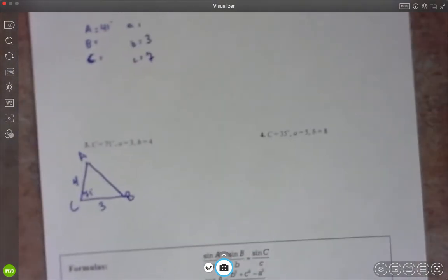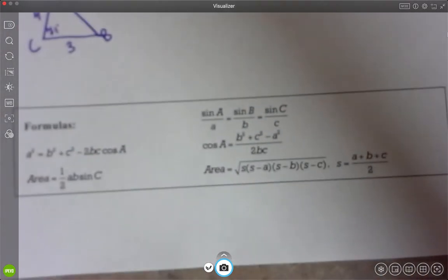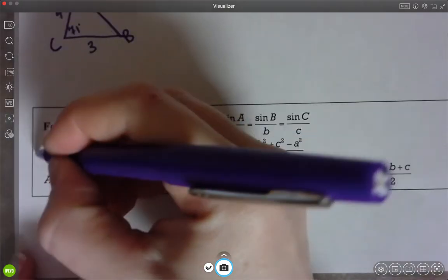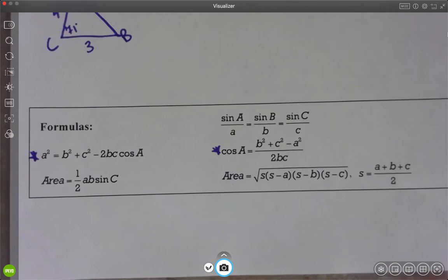They do give you the formulas down here, so the 2 that you're going to use for this homework assignment are these 2. Those are the law of cosines that we've talked about already. So use those to do these 4 problems.